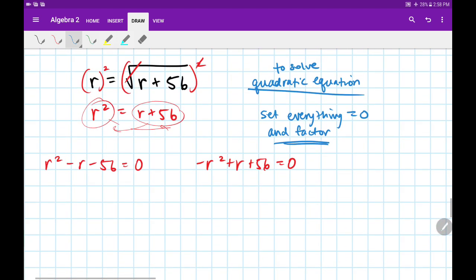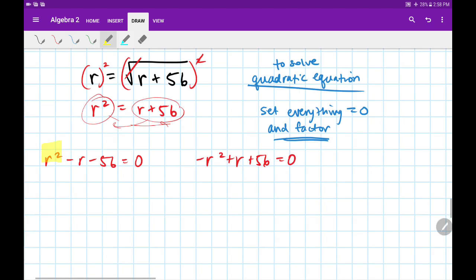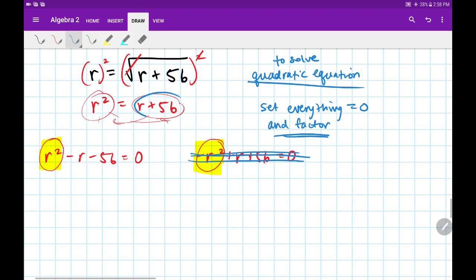So my general tip to you is when you have the option of moving things around, right? You're trying to set it equal to 0. Your best bet is to keep the variable that's being squared. You want to keep its coefficient positive. So this guy is going to be much easier to factor than the one with the negative in front. So try to avoid having a negative x squared or a negative r squared. We're going to move everything to the left side in this case.